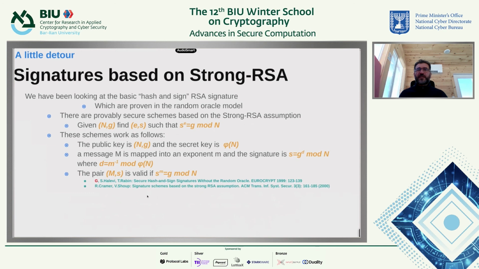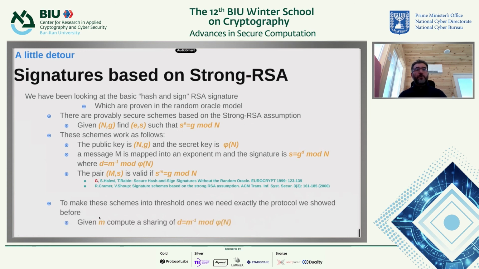And these are the two schemes that I know of. The first one uses a deterministic mapping of m to the exponent, and the other one uses a probabilistic generation for this exponent. And to make the schemes into threshold ones, we need exactly the protocol that we showed before: computing the sharing of the inverse of M, where M is public, but the modulus is secret and distributed.